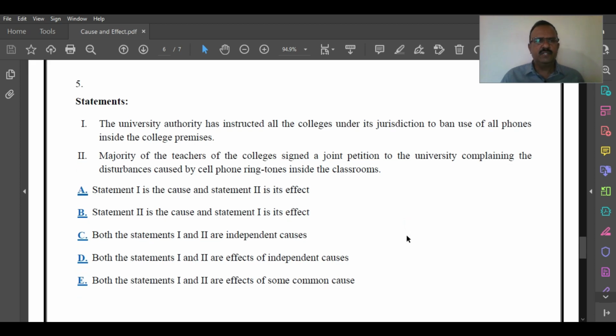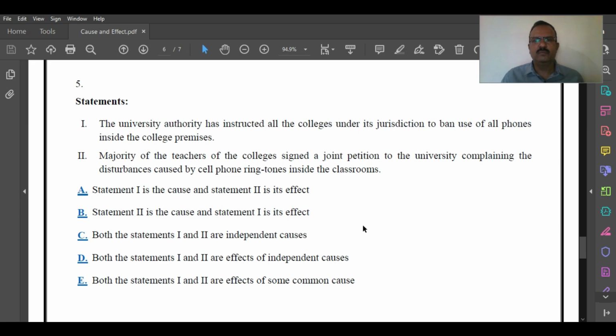The University Authority has instructed all the colleges under its jurisdiction to ban use of all phones inside the college premises. Majority of the teachers of the colleges signed a joint petition to the university complaining about the disturbances caused by cell phone ringtones inside the classrooms. See, here I would like to give you an example as a teacher. Nowadays, most of the students use mobiles in the classroom. It becomes a disturbance for the teachers. So automatically, what can the teachers do? They can sign a joint petition and give it to the university.